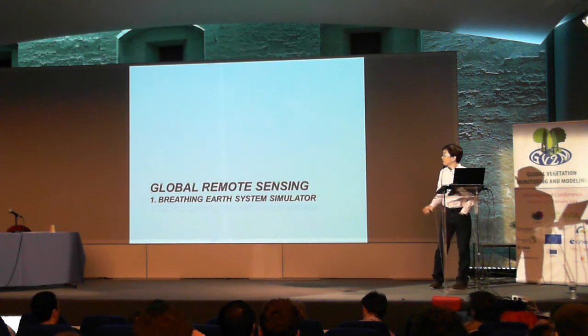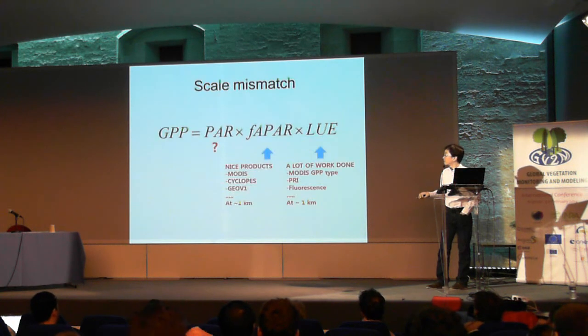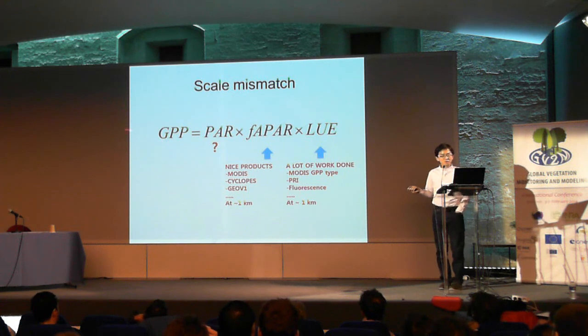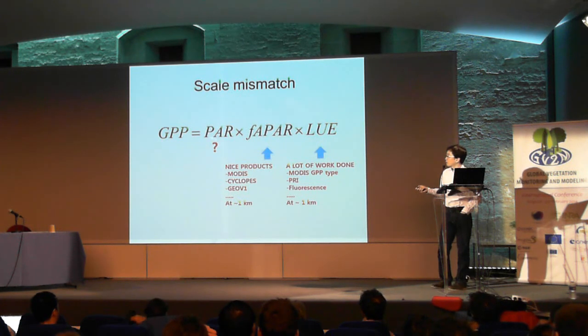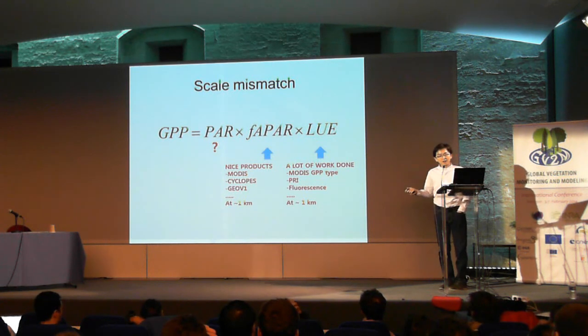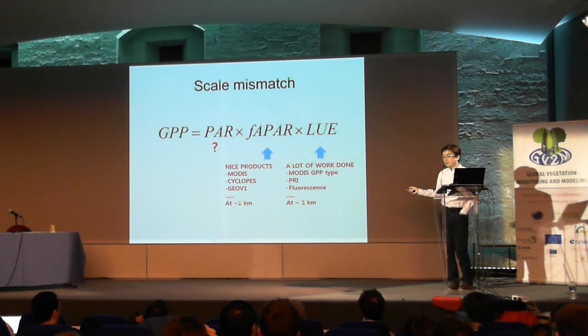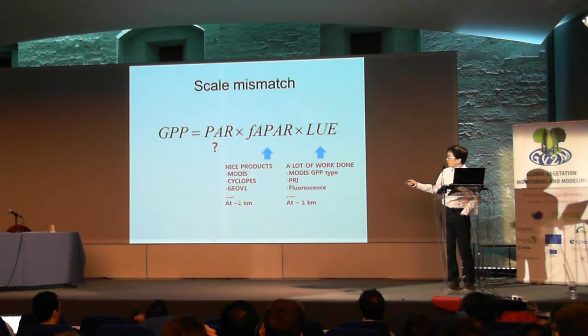Okay, now I will jump to the global scale. Let me start with this fundamental, famous equation by Monteith. GPP is PAR times FAPAR times light use efficiency. There have been tons of studies on these, for example MODIS GPP, PRI, fluorescence, etc. And light use efficiency could be retrieved at 1 km resolution at global scale.